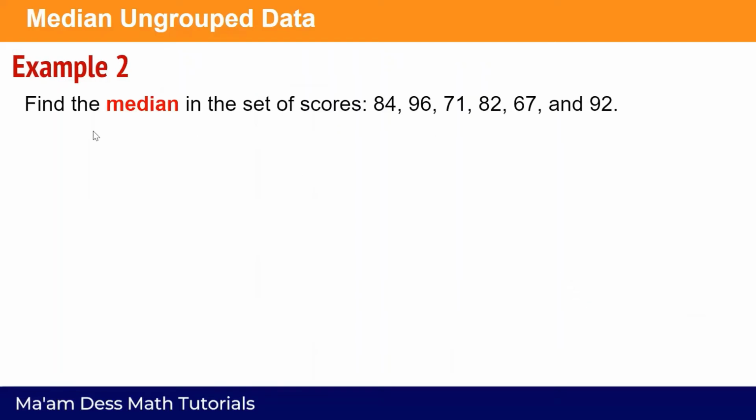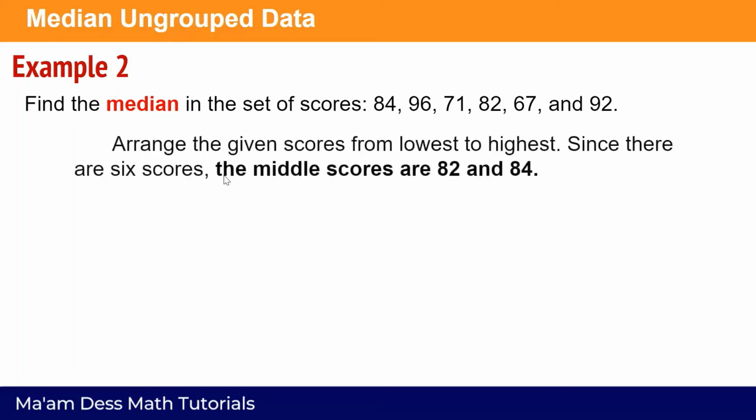Next, example 2. Find the median in the set of scores 84, 96, 71, 82, 67, and 92. So again, arrange these scores from lowest to highest. Since there are 6 scores, ito po yung example natin ng even number of scores. So we arrange from lowest to highest: 67, 71, 82, 84, 92, and 96. The middle scores are 82 and 84.